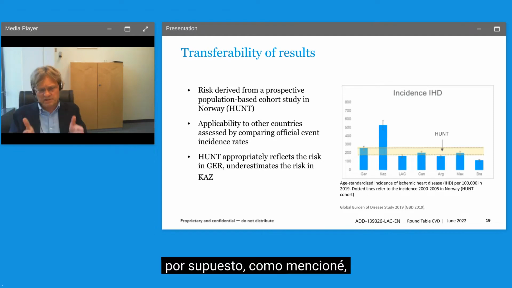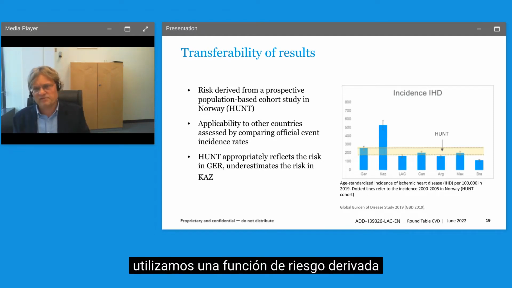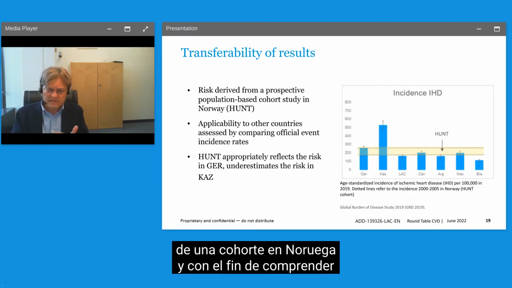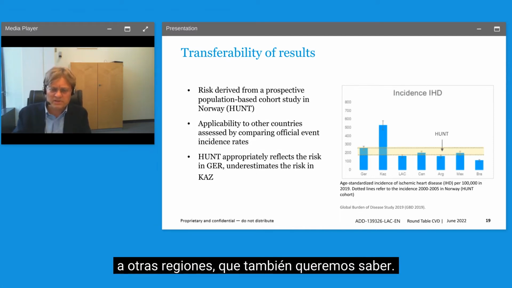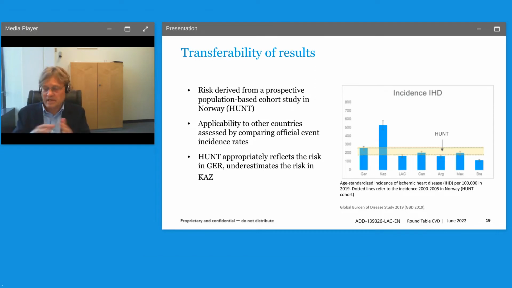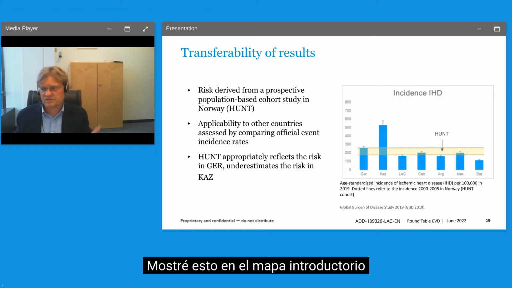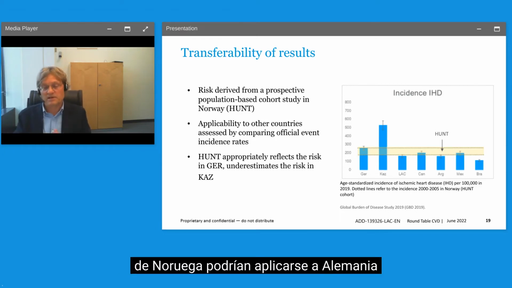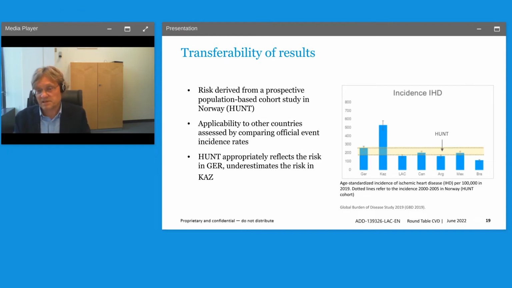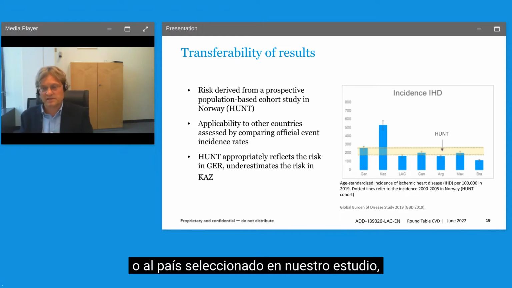And of course, as I mentioned, we used a risk function that was derived from a cohort in Norway. And in order to understand whether the study results are transferable to other regions, we also want to know, and I showed this on the introductory map, that the risk for CVD can really vary between countries and regions. So the question was then whether the data from Norway could be applied to Germany or to the countries selected in our study, so Germany and Kazakhstan.